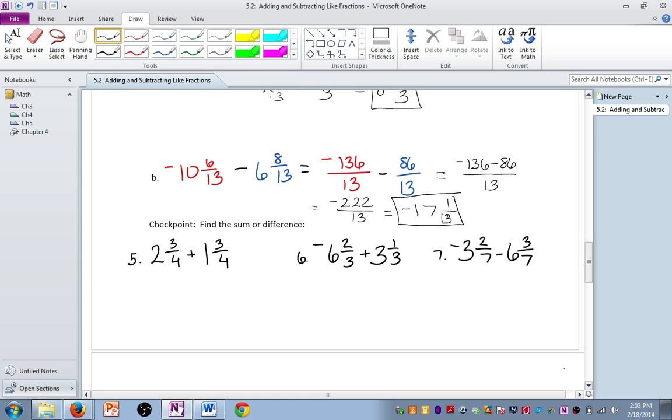For number 5, the correct answer is 4 1/2. Number 6, the correct answer is negative 3 1/3. And number 7, the correct answer is negative 9 5/7.